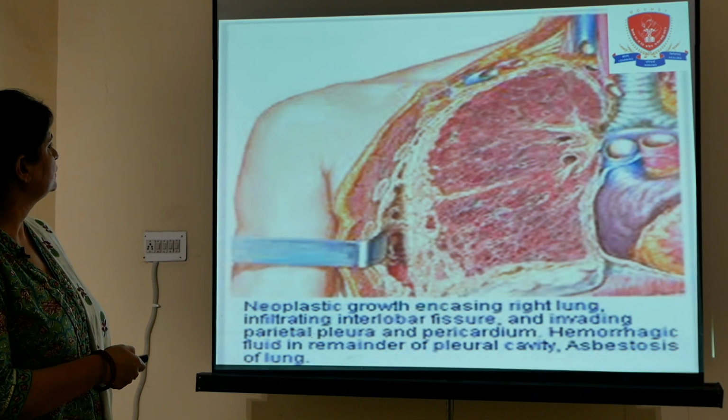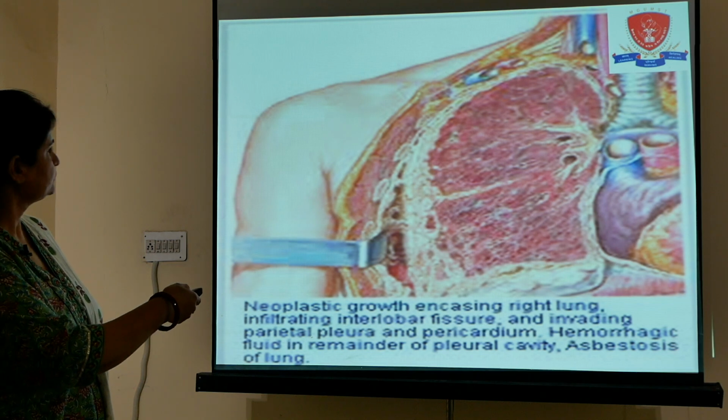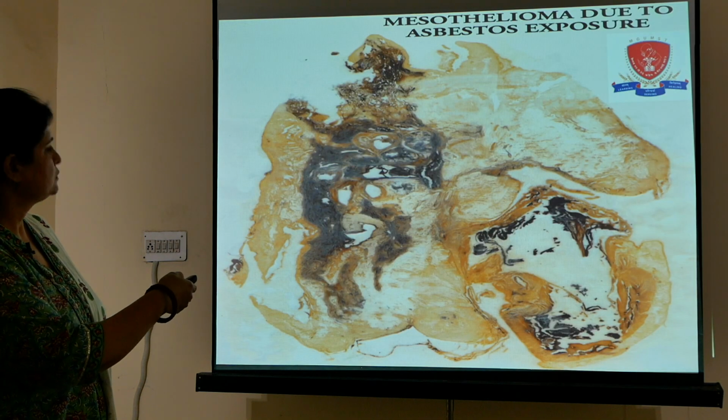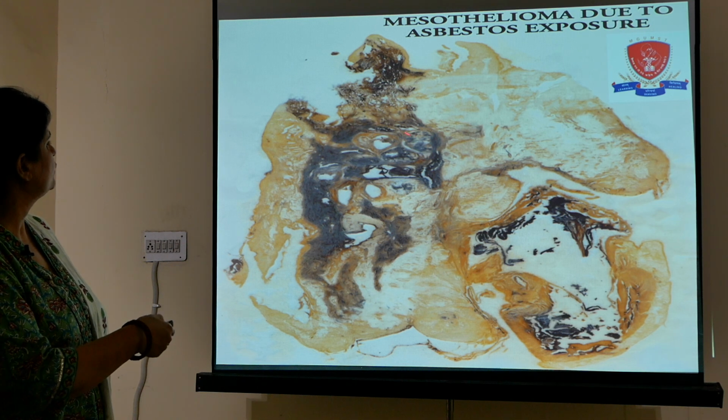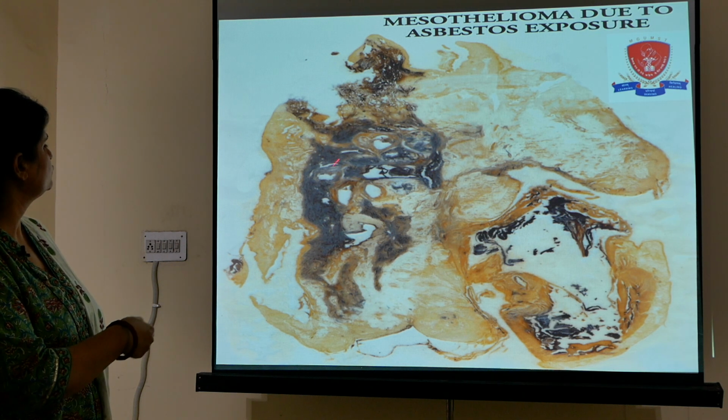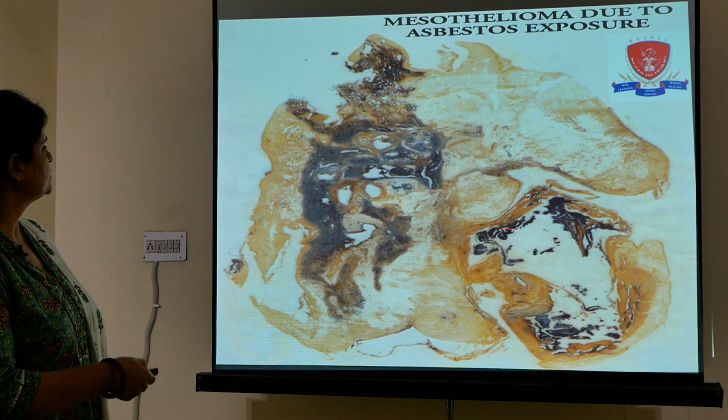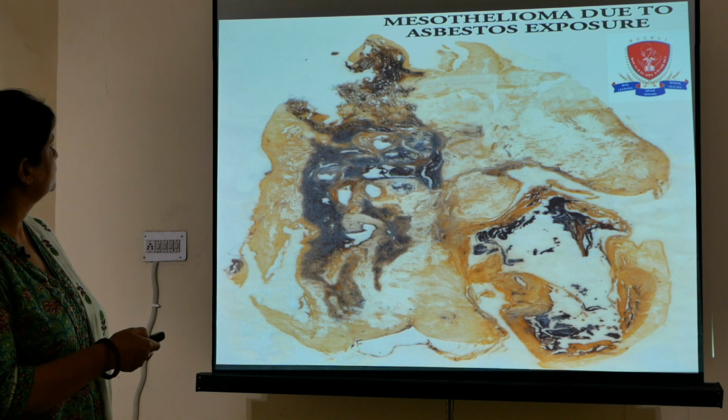be accumulated. Now this is again the gross picture. All these black areas are because of the asbestos exposure. So this is mesothelioma, due to asbestos exposure.